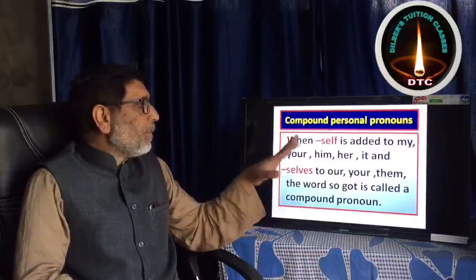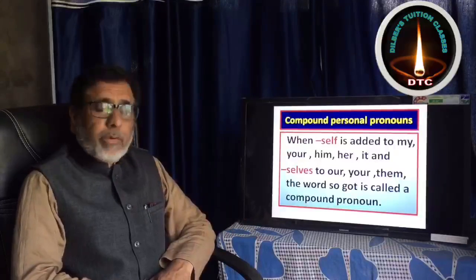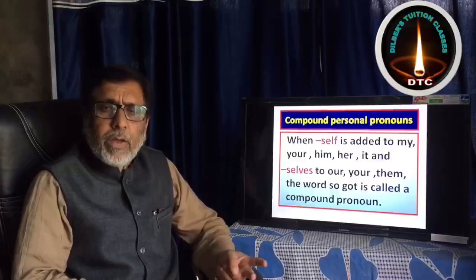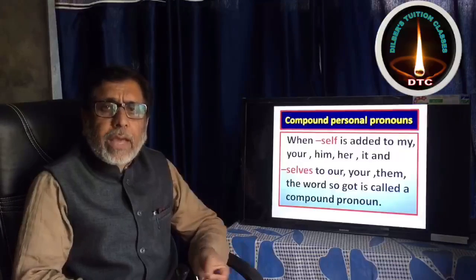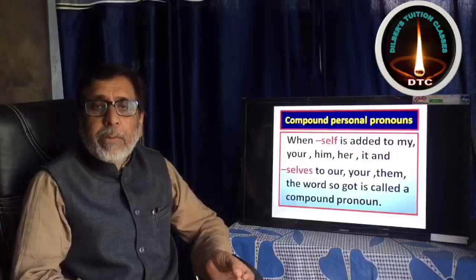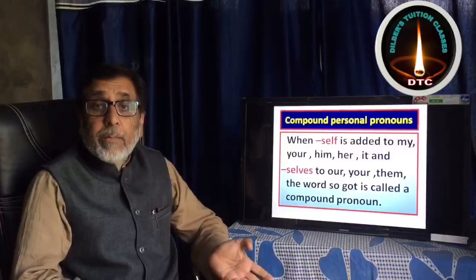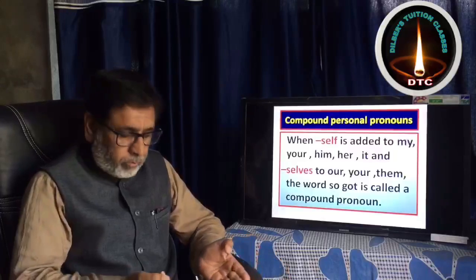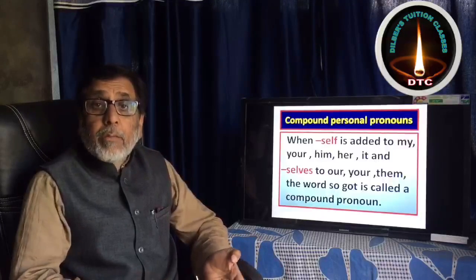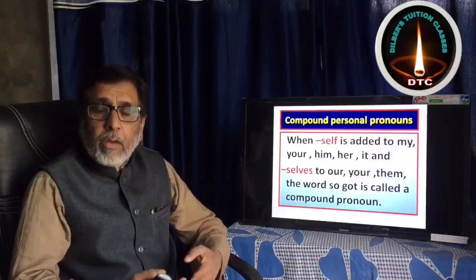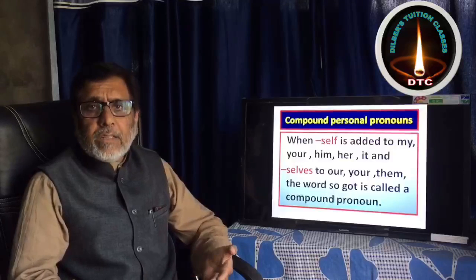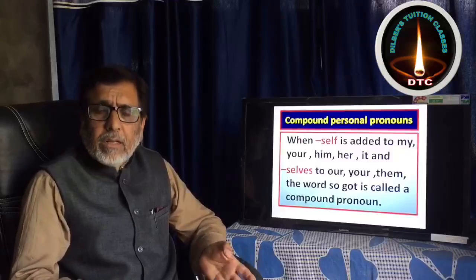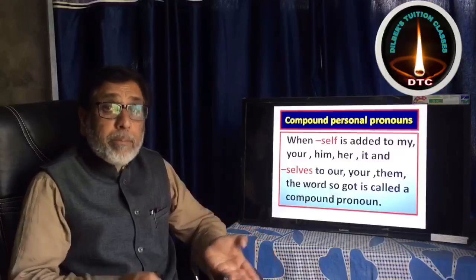A compound personal pronoun. First of all, let us say what is a compound noun. When we use two independent nouns together, it gives a new word. For example, cow and shed becomes cowshed. Ink and pot are two separate words. When you combine them, they become inkpot. Accordingly, tin shed. Accordingly, we say watchman, watch and man. So they become compound nouns.